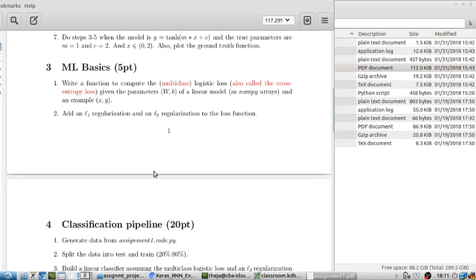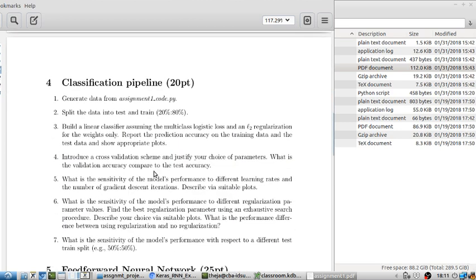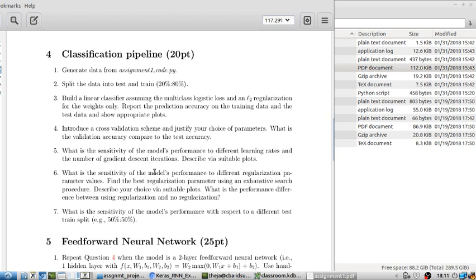3 is just write a function. 4 is basically trying to clean up the example code that we have. So you actually need to do the train-test split in part 2, and in part 4 you want to do cross validation to figure out the choice of parameters.